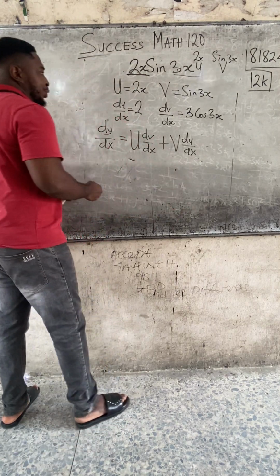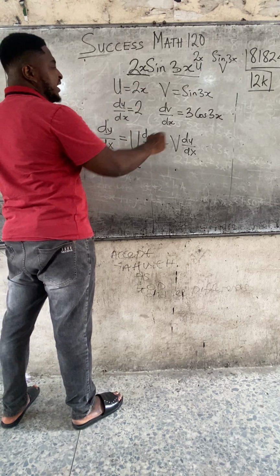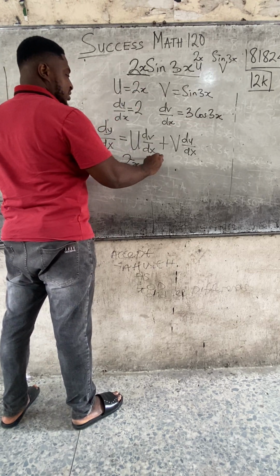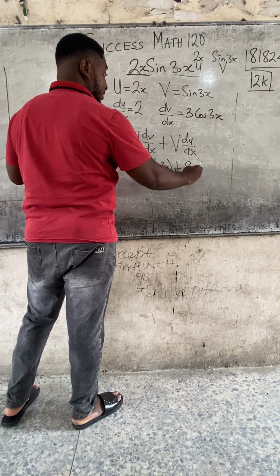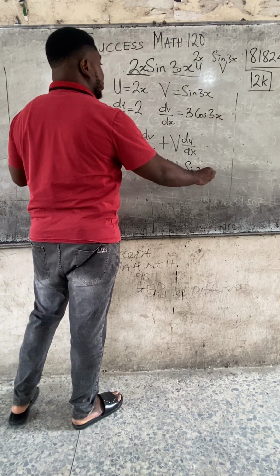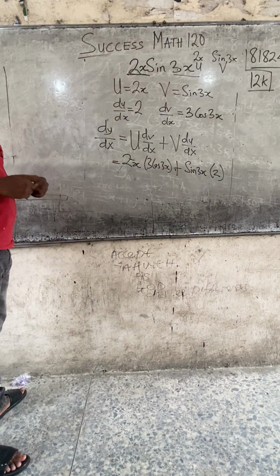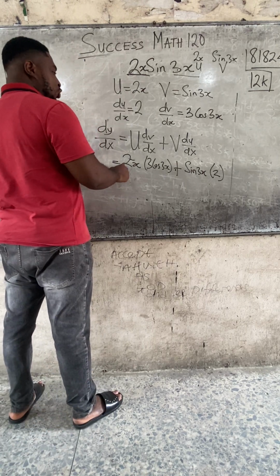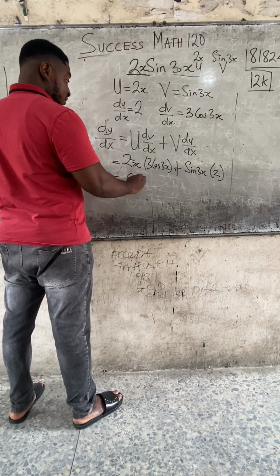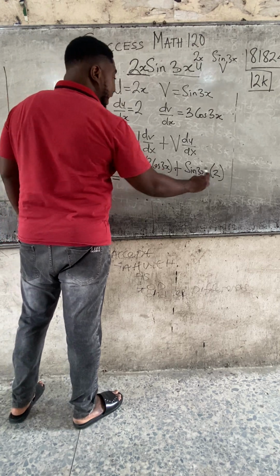Now class, who is u? u is 2x. Who is dv/dx? 3 cos 3x. Plus who is v? Sine 3x. Who is du/dx? 2. So 2x times 3 is 6x cos 3x, plus 2 times sine 3x.